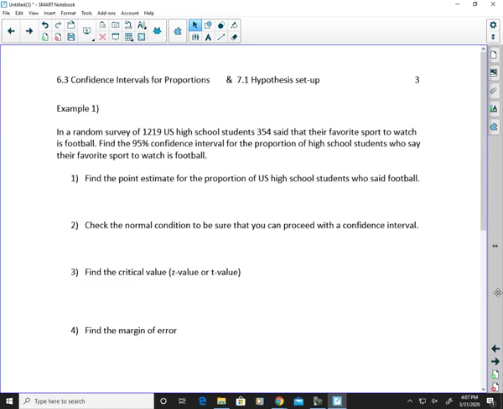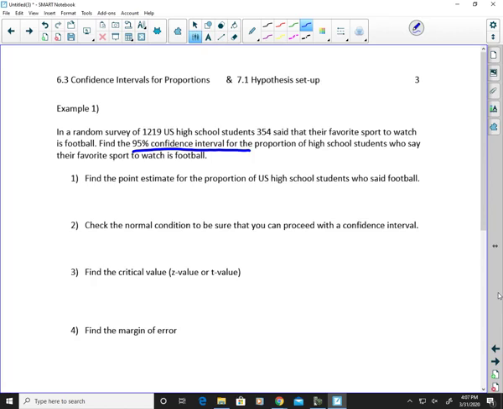Okay, so we have a random survey of 1,219 U.S. high school students. 354 said that their favorite sport to watch is football. We're going to try to find a 95% confidence interval for the proportion of high school students who say their favorite sport to watch is football.